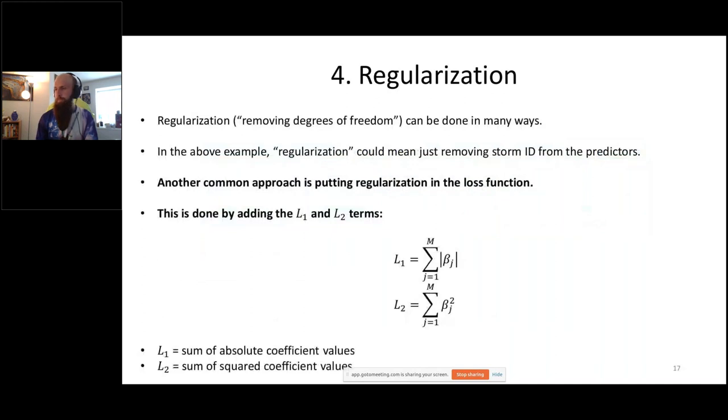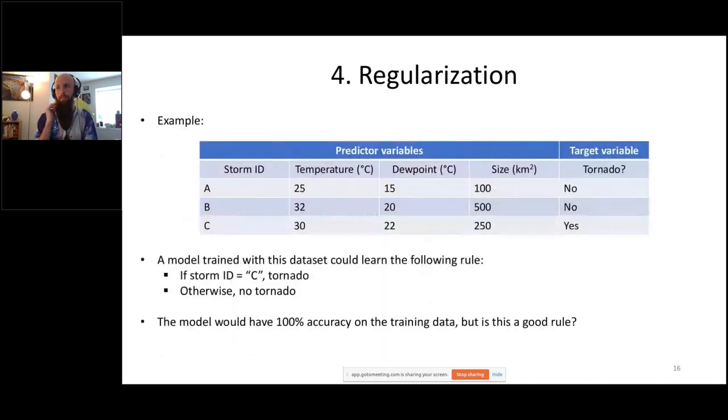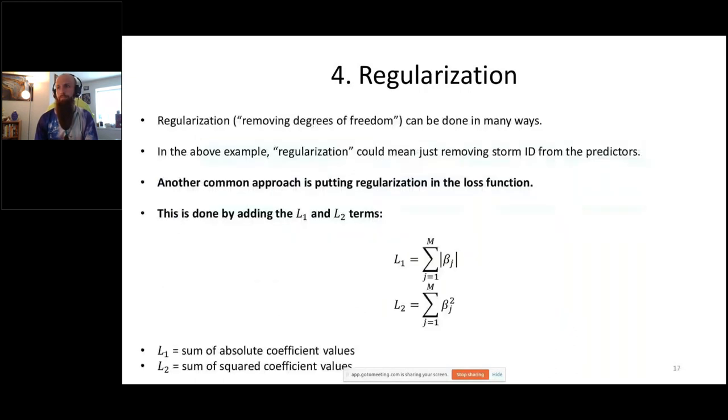So regularization is a way of preventing silly things like that from happening, although in the really absurd example I just gave here, the easiest thing to do would be just not to include storm ID as a predictor, because it's not a physically meaningful quantity.